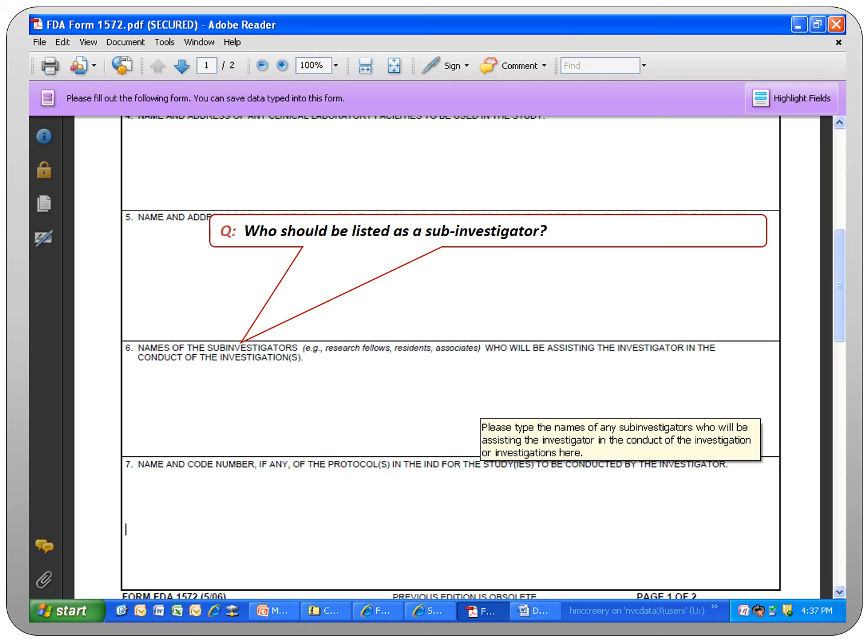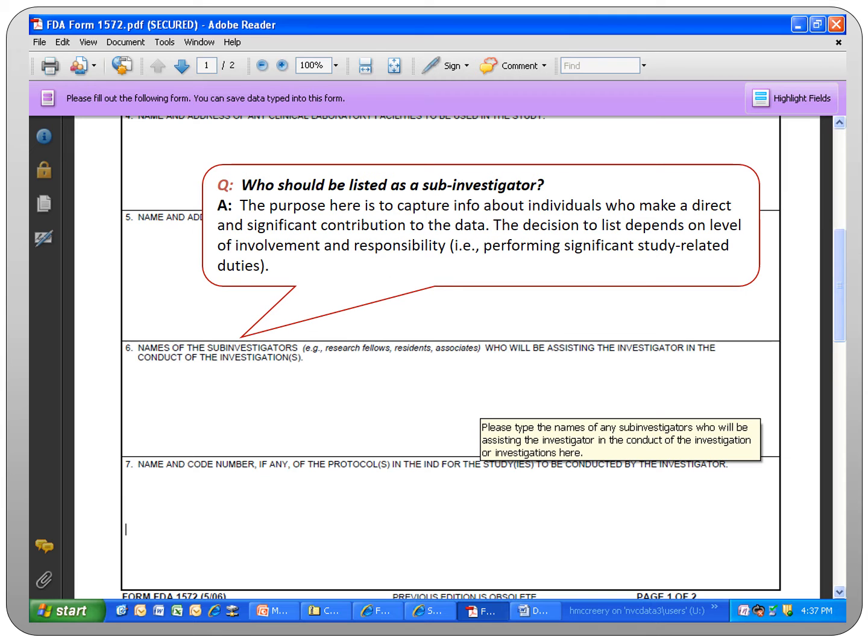Okay, so number 6, the names of sub-investigators who will be assisting the investigator in the conduct of the investigations. So who should be listed as a sub-investigator? This could be really a wide net of people. Okay, and so anybody who makes a direct and significant contribution to the data.